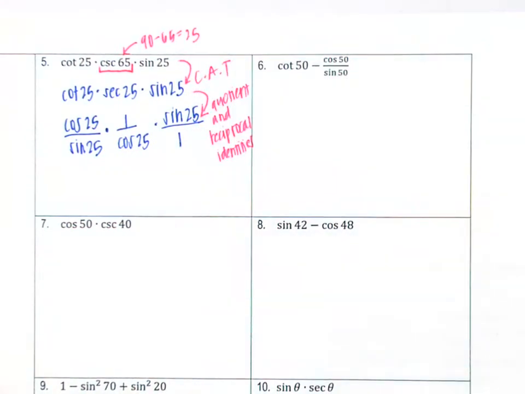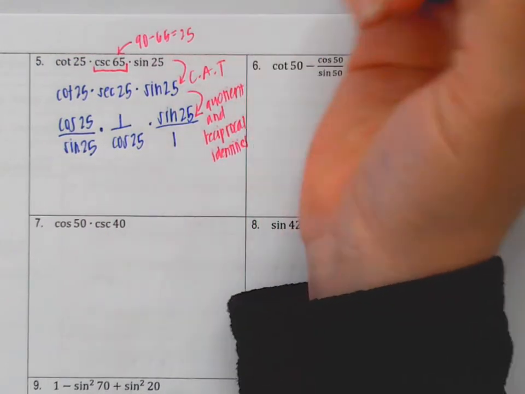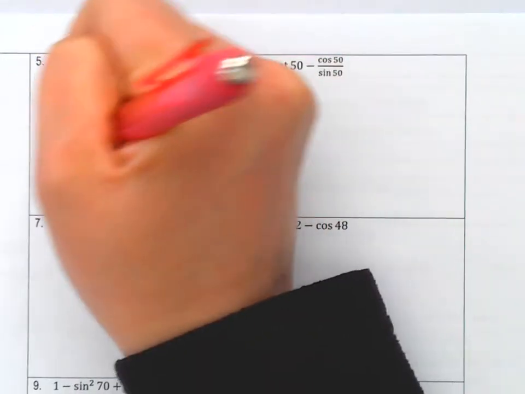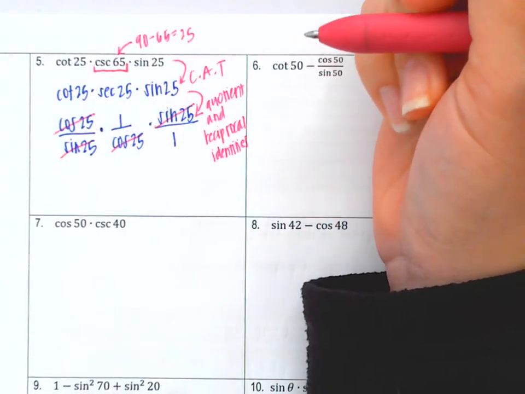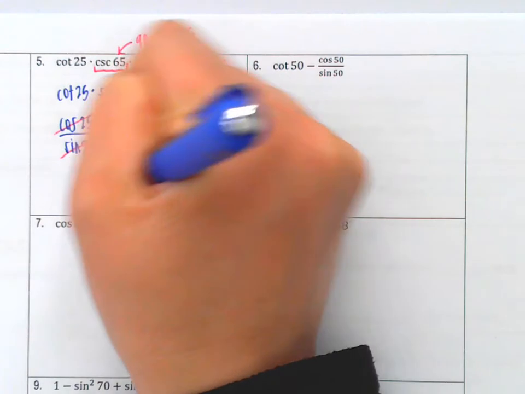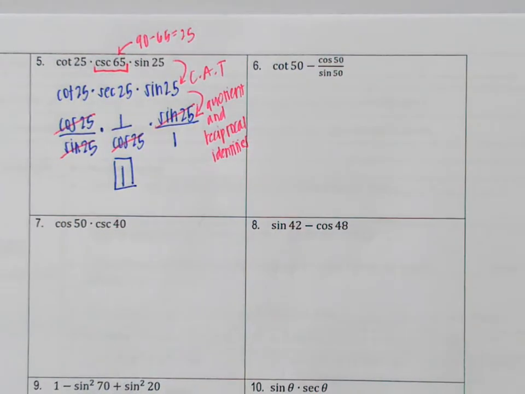Okay. So then I look and I'm like, wait, I can cancel a lot of stuff, which I love. You guys know that. So cosine 25 and cosine 25 cancel to be 1. Sine 25 and sine 25 cancel to be 1. And so everything is canceled. I'm left with 1. That's the best. Such a good feeling.